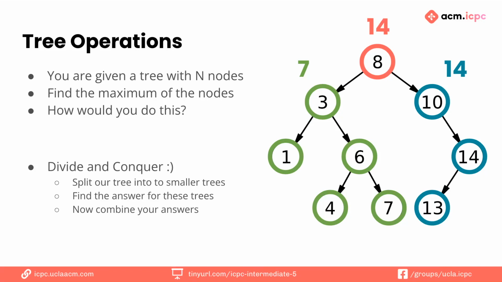The nice thing about this kind of problem solving is it works for many more operations other than maximum. It could be find the product of all the nodes in a tree. It could be find the minimum, find the sum. If you're just looking for a node, you can search through a tree using divide and conquer. Divide and conquer helps us a lot in graph problems and many other contexts.